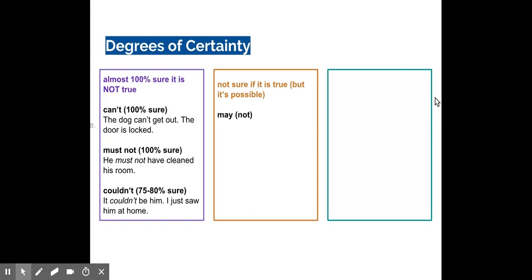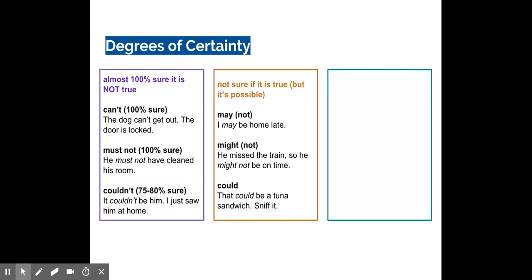May not. I may be home late. Maybe I won't be. Depends on the traffic. Okay. Might not. He missed the train, so he might be on time. He might not be on time. Maybe there's another train or another bus right after. Who knows? And then could. That could be a tuna sandwich. I can't tell. Sniff it. Tuna's really smelly, right?